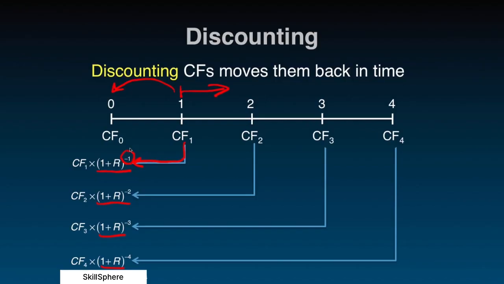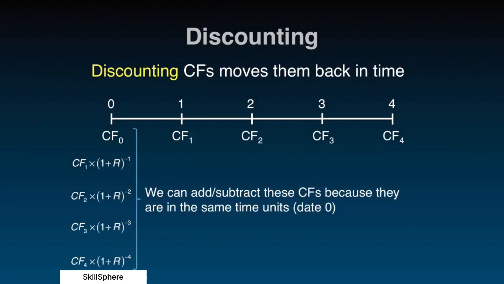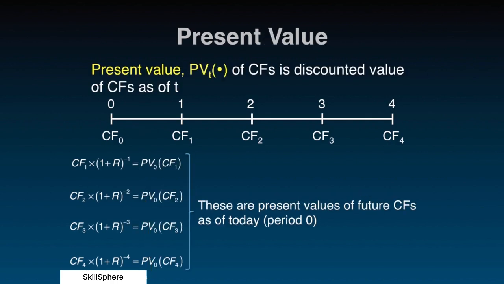And similarly for cash flows 2, 3, and 4. Again, notice that all of the exponents are negative because we're moving all of these cash flows back in time to today's units. Once I've discounted each cash flow back to today, I can add all of these numbers. They're all in the same time units, namely date 0 units. Let's get rid of this mess. These values of the future cash flows as of today are called present values.